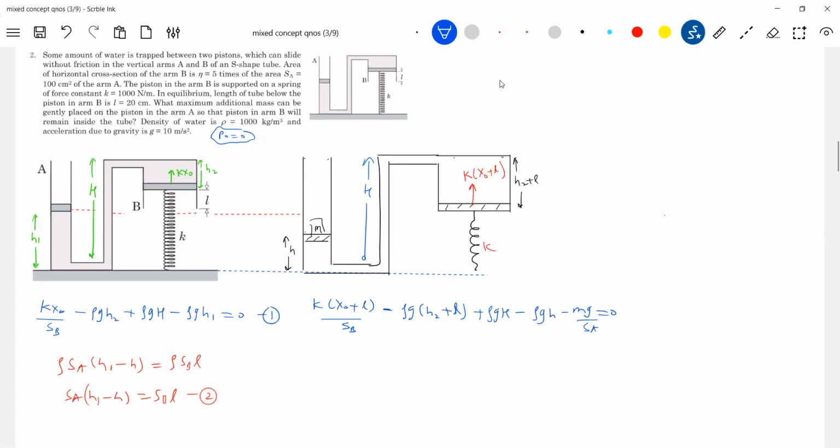Why mg by SA? Look at the manometric equation: K x naught plus L SB, area of cross section SB, here SA. Manometric equation: spring force by area of cross section of piston minus rho G H2 plus L plus rho G capital H minus mg by SA, all set equal to 0. Let's do one thing: K x naught by SB minus rho G H2, and this particular quantity will become everything equal to rho G H1.